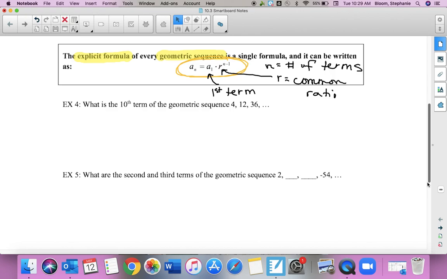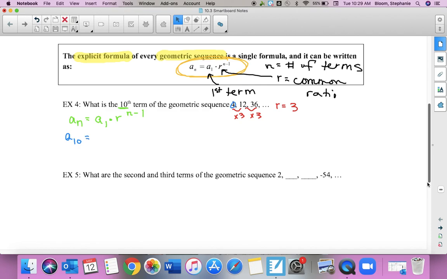Okay, so this first example here says, what is the 10th term of this geometric sequence? So first thing we're going to look at is, what is our R? So I'm noticing that my R is 3. Okay, so I'm going to use this explicit formula here. A of n is equal to A of 1 times R raised to the n minus 1. And I'm trying to find this 10th term. So I'm trying to find A of 10.